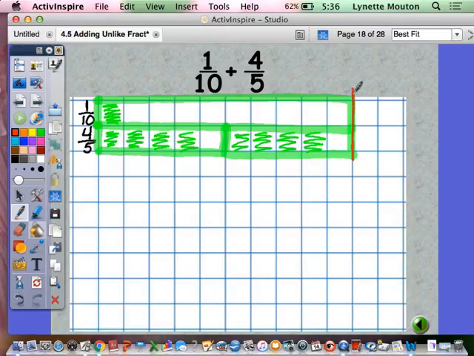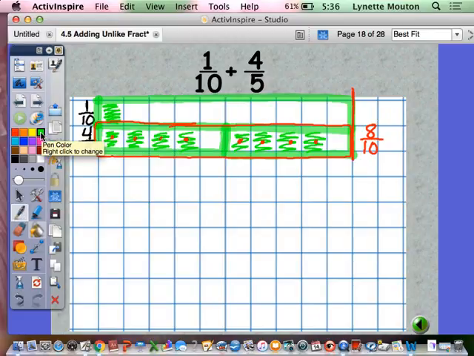They are now tenths. We started out with 4/5, but we no longer have 4/5 because now this fraction has 10 equal parts. So 1, 2, 3, 4, 5, 6, 7, 8, 9, 10. 10 becomes our new denominator. And the shaded parts, 1, 2, 3, 4, 5, 6, 7, 8. 8 becomes our new numerator.